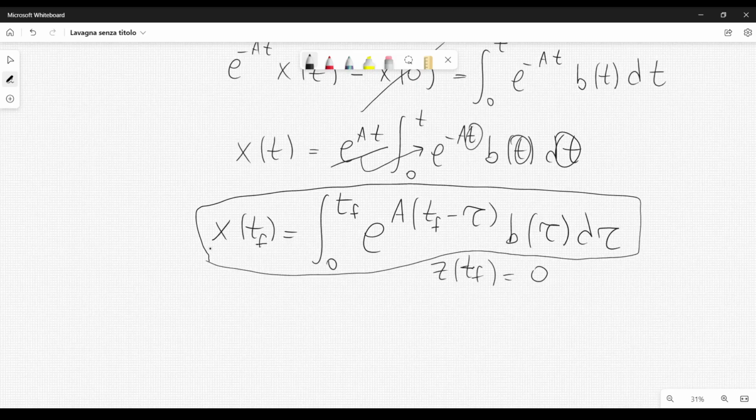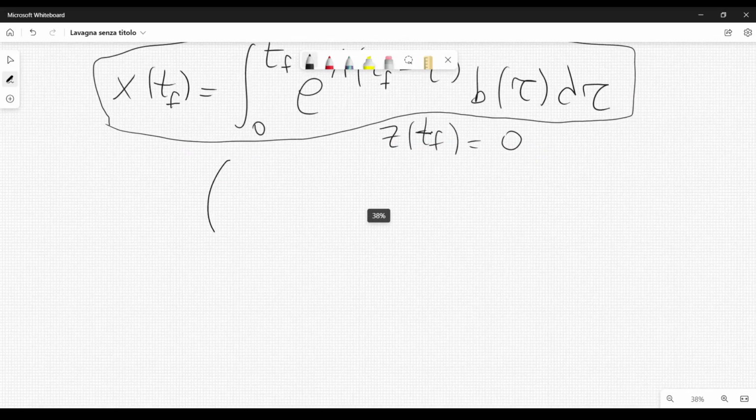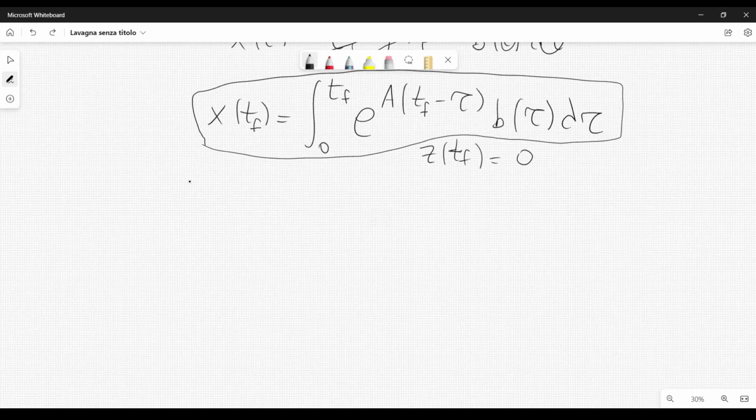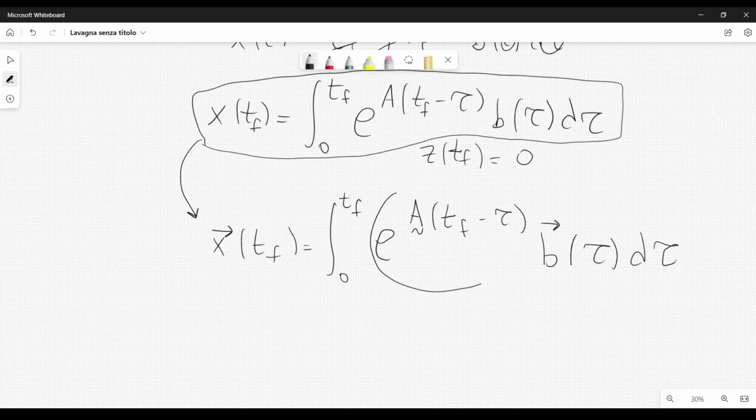But this is the solution to the scalar differential equation. If we want the solution to our system of 3 differential equations, we can rewrite it simply by considering the solution to this one. We have the vector x of tf equal to the integral from 0 to tf of the exponential of the matrix A, and I will tell you more about this, times (tf minus tau). And then here we have the vector b of tau d tau.